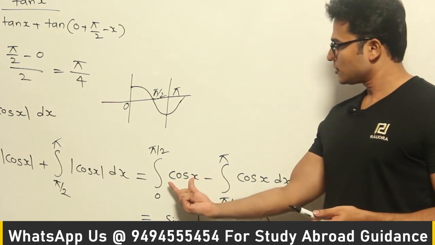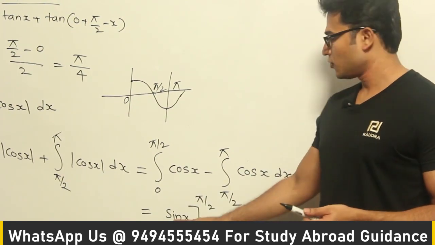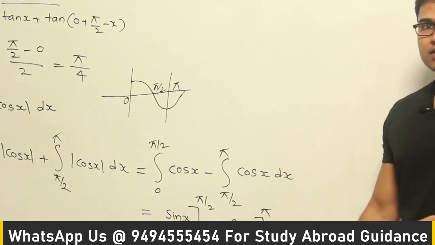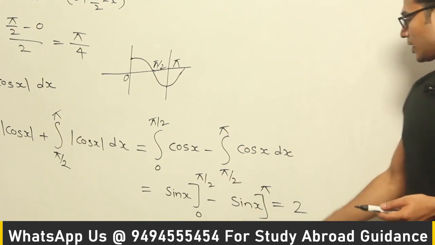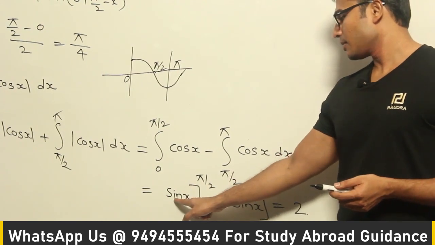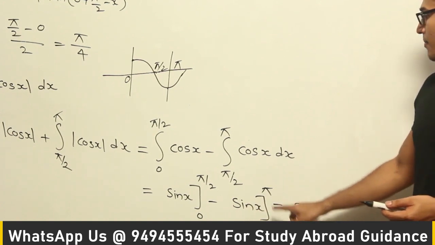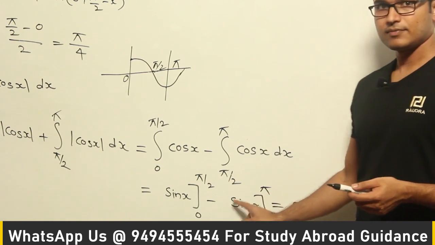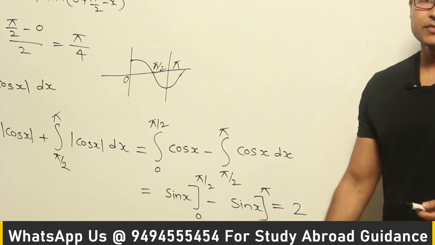And now what is the integration of cos x? Sin x. Why? d by dx of sin x is cos x. Therefore for this one we are going to get sin x, and for this one also sin x, right? Now what are the limits? Between the interval 0 to pi by 2, and here from the interval pi by 2 to pi. Now how to solve it? It is sin pi by 2 minus sin 0, and in this case it is sin pi minus sin pi by 2, right? Therefore here you are going to get 1, and here you are going to get minus of minus 1, which is 1.